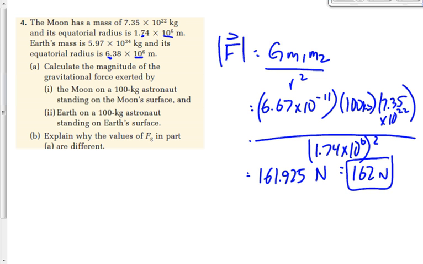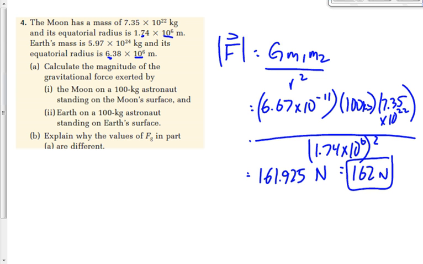I guessed 160. It's pretty close. It wasn't because I did that calculation in my head. It's because I knew what the force of gravity acting on this guy on Earth would be, roughly. And on the moon, I know that it's about 1/6. So I estimated. It was close.